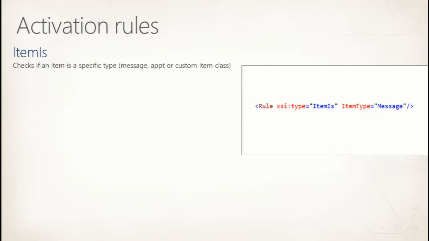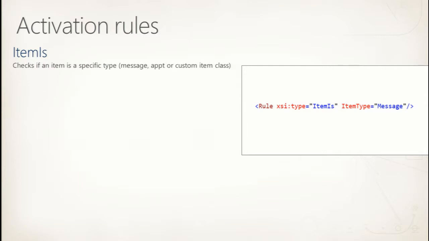You can actually create a special item class for them. And then if you're building a mail app, you can have your mail app activate only on those messages and allow the user to take an action, such as dismissing the alert or maybe taking some other action on it. So this ItemIs rule is the most basic rule. It allows you to specify to activate on messages or appointments.